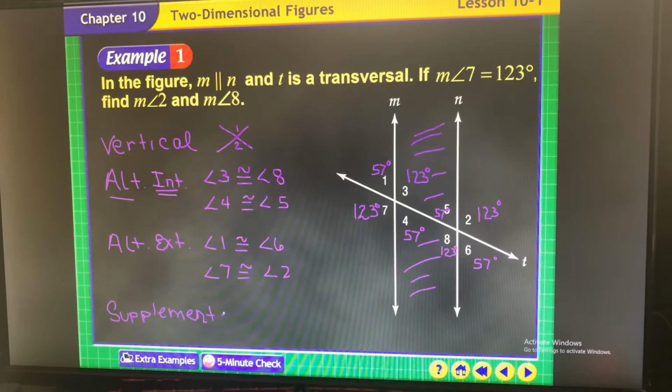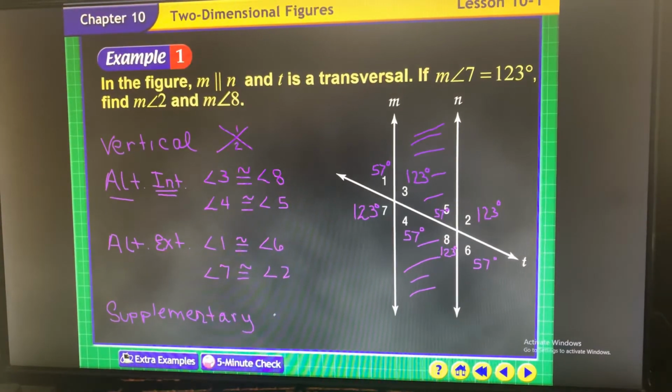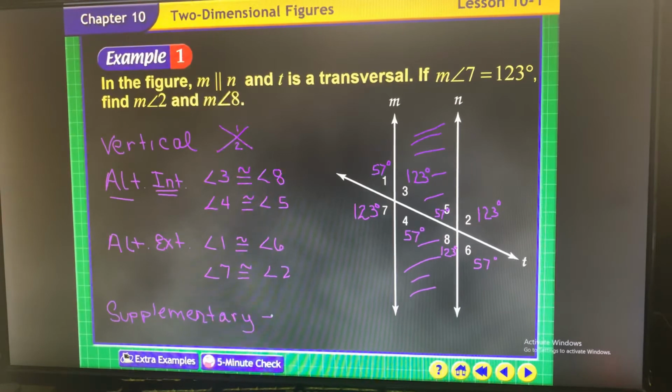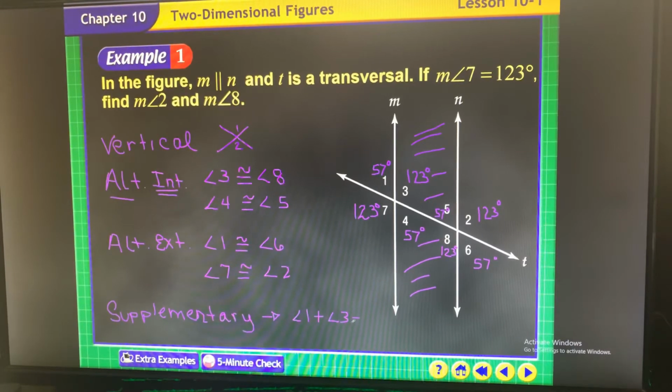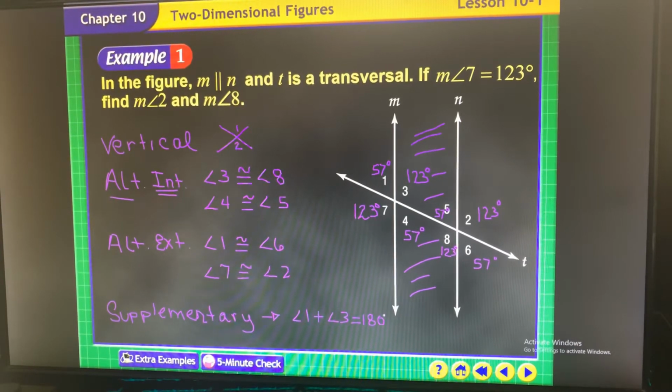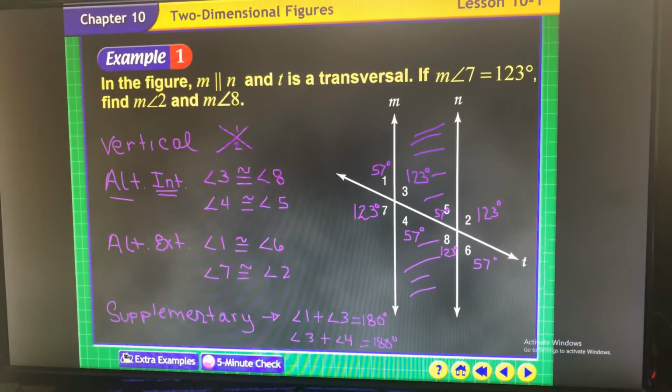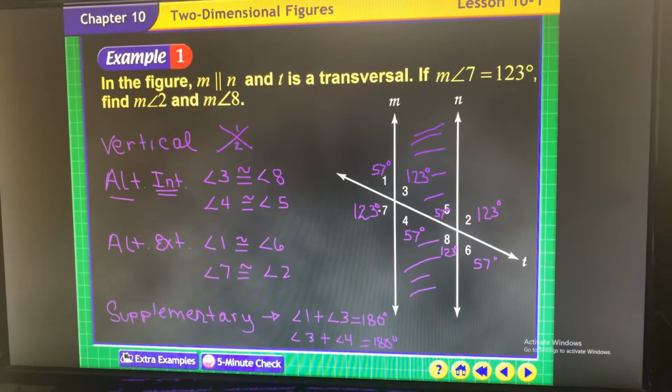Supplementary angles are two angles that equal 180 degrees. So I would look at angle 1 plus angle 3 equals 180, and there's a lot of them. So I'm not going to go through all of them, but you'll get the idea. Angle 3 plus angle 4 equals 180 degrees. And so on. Angle 4 plus 7 is 180. 1 plus 7 is 180. 5 plus 2 are supplementary and equal to 180. Angle 2 plus angle 6 are supplementary and equal to 180. And angle 6 plus angle 8 are supplementary.